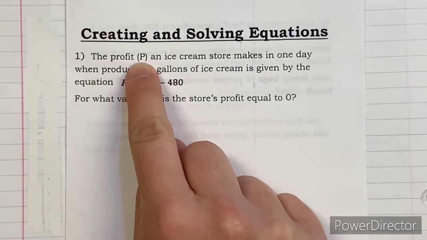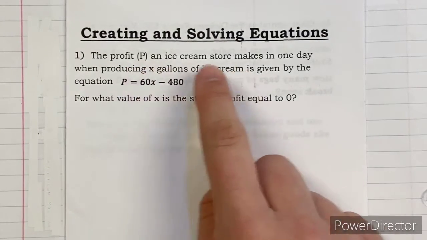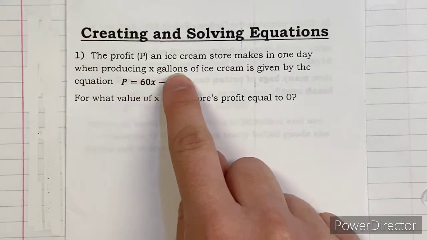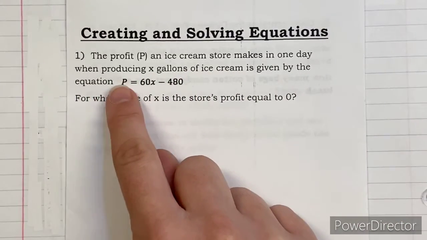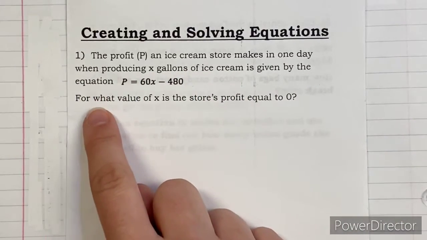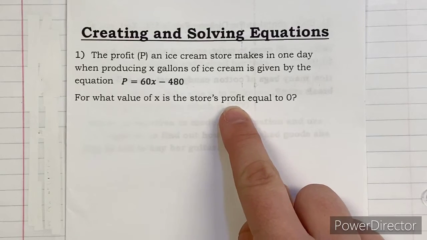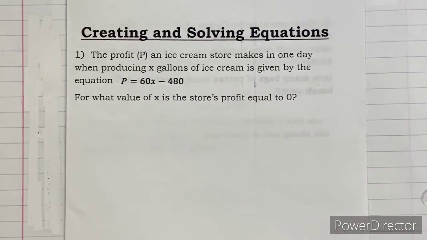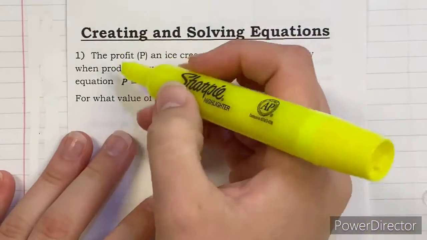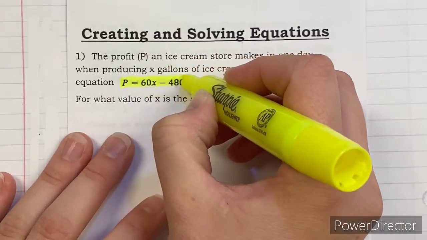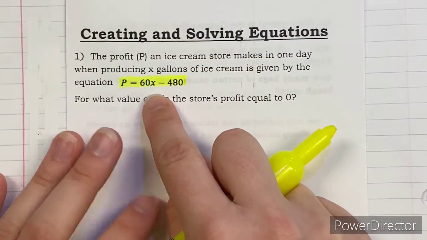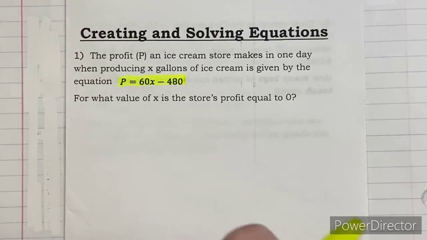The profit P an ice cream store makes in one day when producing X gallons of ice cream is given by the equation, and then here's our equation. For what value of X is the store's profit equal to 0? So for me, when I read this, I'm like, okay, a store, they're making ice cream and they're trying to sell some ice cream. The important thing, and I'm going to highlight it, is the equation. We definitely need the equation.